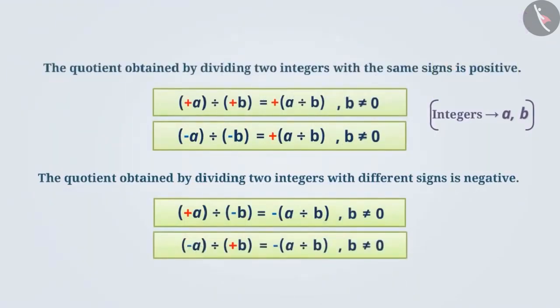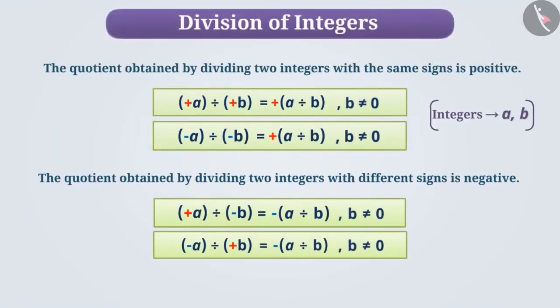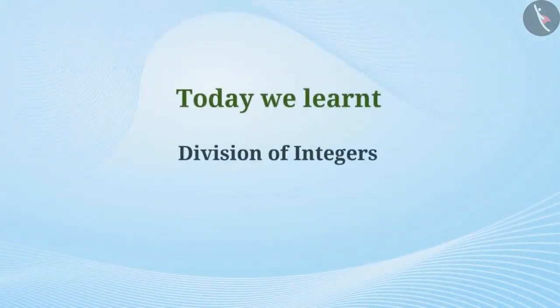In this way, you must have understood by now that the quotient obtained by dividing two integers with the same signs is positive, and the quotient obtained by dividing integers with different signs is negative. Note that in any case, the divisor cannot be 0. So today, we learned division of integers. Examples related to these will be seen in the next video.